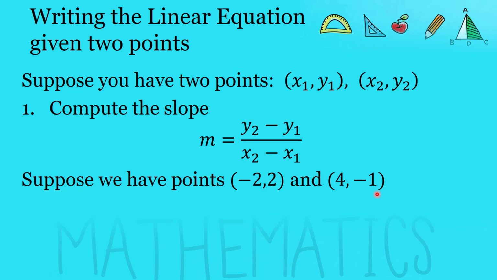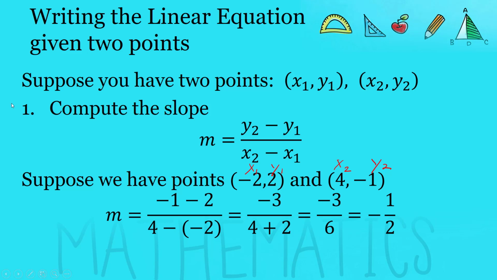Well, then we can let this coordinate be x2, y2. This coordinate be x1, y1, and using our slope formula, we will have that m is equal to y2, which is -1, minus y1, which is 2, over x2, which is 4, minus x1, which is -2. And then we will have, for the numerator, -1 minus 2 is -3. 4 minus a -2 is just like 4 plus 2, so we're going to have -3 over 6, or -1/2.